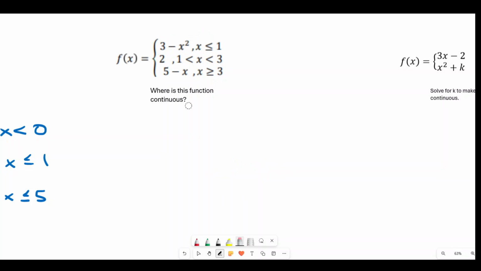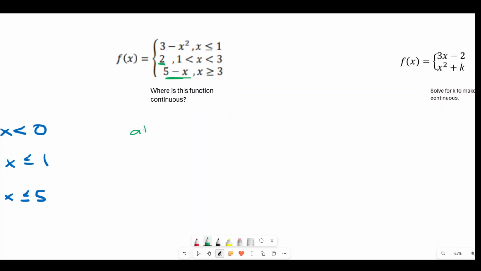Hold on, cleaning up here. Negative infinity to 1, including 1. And then we have this horizontal line. Well, horizontal lines are continuous everywhere. So right now, the only thing I need to worry about is what happens at 3, because at 3 we have another function rule change. So does the point where this function ends match the point where this function starts?